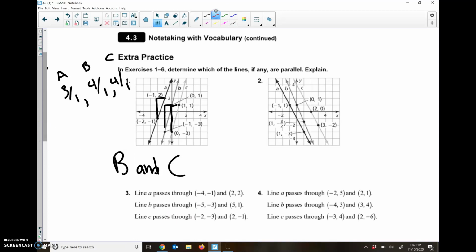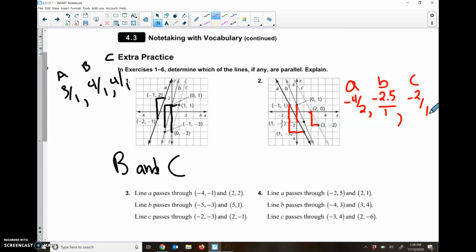Okay, kind of the same thing for number 2 here. So if I look at line A here, we end up going down 1, down 2, down 3, down 4, over 1, over 2. So I get negative 4 over 2. If I look at B, I get down 1, down 2, down like 2.5. Why would they do that to us? So 2.5 over 1. And then here, it looks like I'm going to get down 1, down 2 over 1. So this one's kind of tricky here. So down 2 over 1.